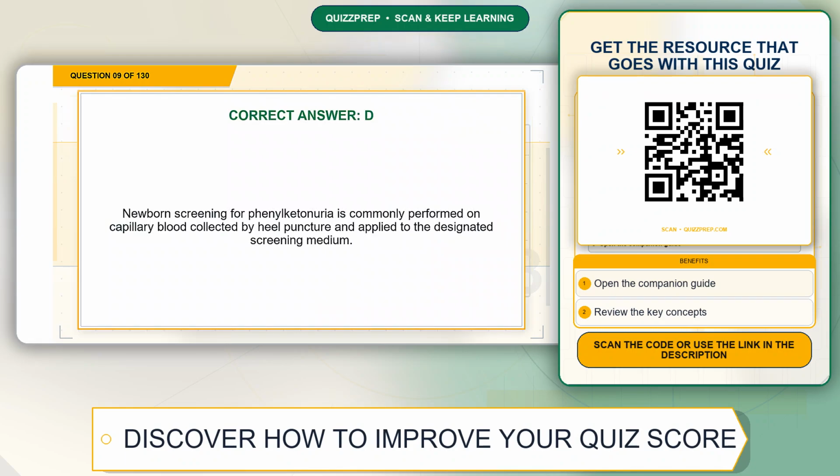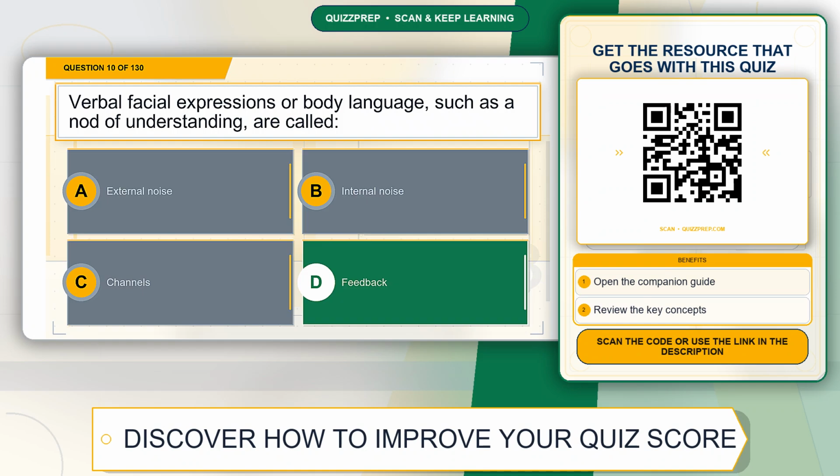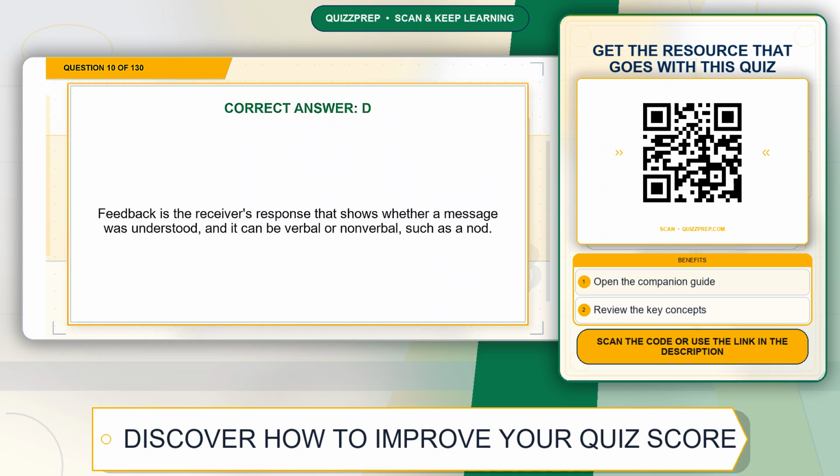screening medium. Question 10. Verbal facial expressions or body language, such as a nod of understanding, are called: Option A, external noise. Option B, internal noise. Option C, channels. Option D, feedback. The correct answer is option D, feedback. Explanation. Feedback is the receiver's response that shows whether a message was understood, and it can be verbal or nonverbal, such as a nod.